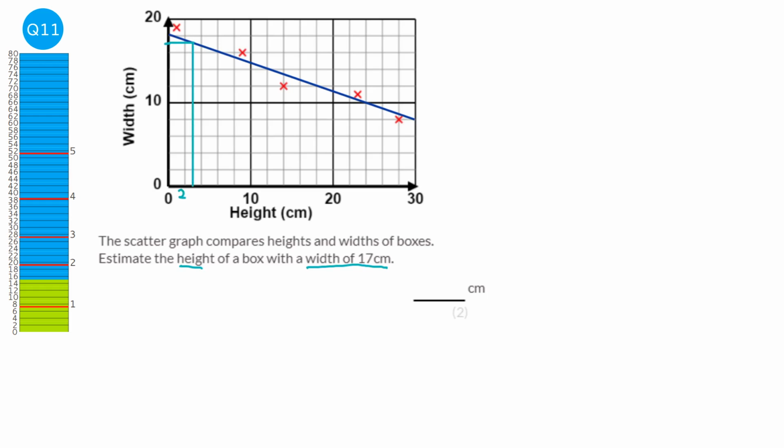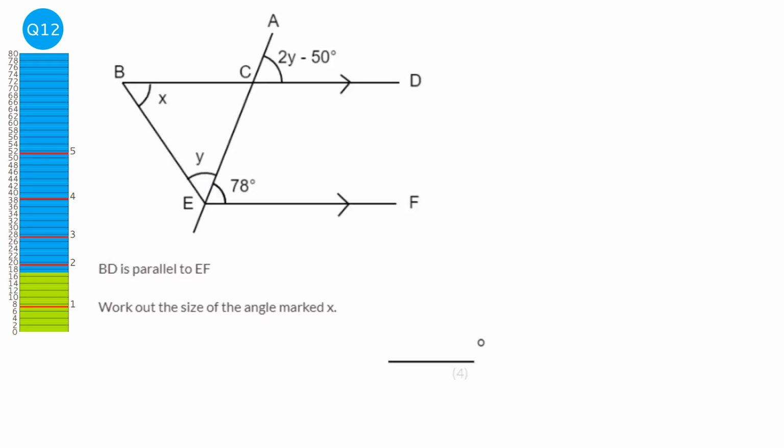Now looking at the scale here, this seems to be going up in 2s, and so this line here would be at 3. To find out what the value of x is, we first of all have to find out what the value of y is.